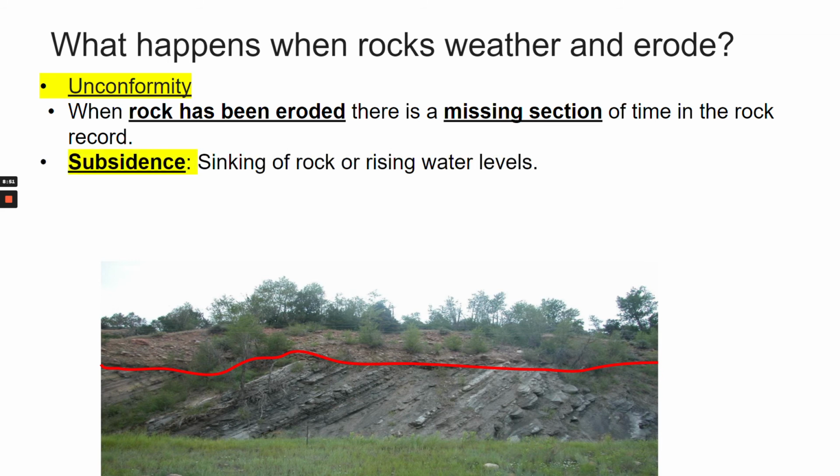Something else that can happen with this is called subsidence, which is the sinking of rock or rising water levels. So an unconformity happens when there's weathering and erosion, which means the rocks have been lifted up. Subsidence happens when the rocks sink back underground and more layers are deposited above. So to form this unconformity, I had weathering and erosion, and then the rock layers went back underwater, so sea level probably rose again, and those layers are deposited above. Remember, rocks only form underwater. Sedimentary rocks only form underwater.